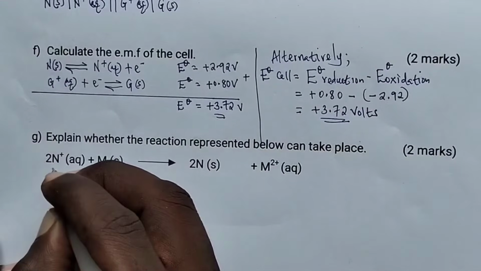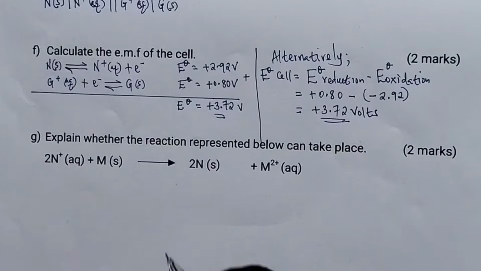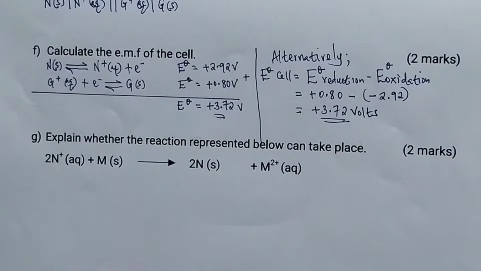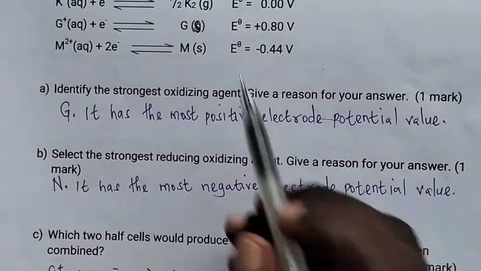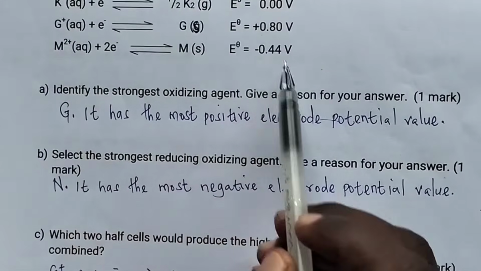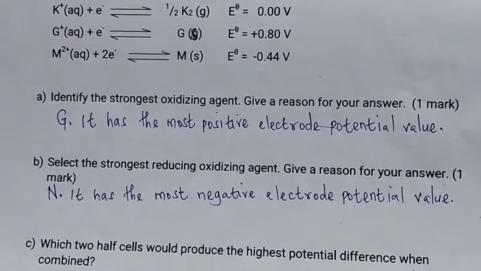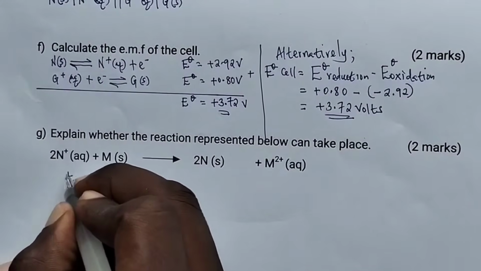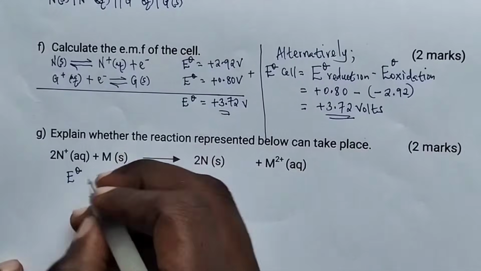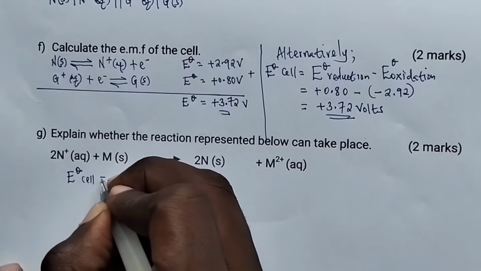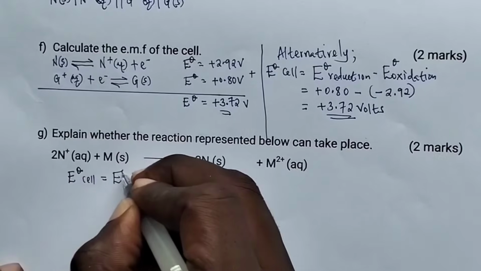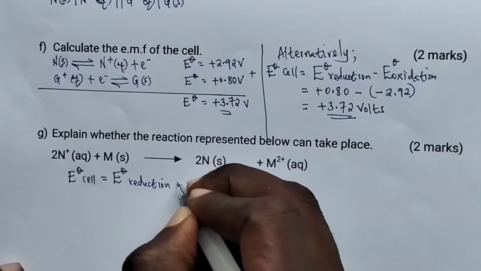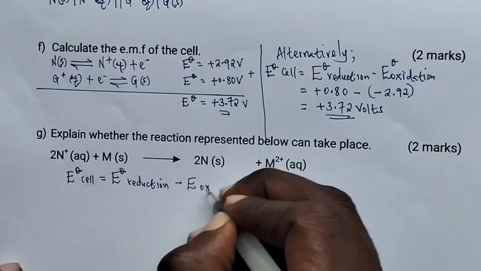Okay, we start with that. We are going to say if N is the oxidizing agent here, M is the reducing agent. So what is M? Let's check M. M here is negative 0.44 volts. So we are going to say the standard electrode potential value of a cell, we want to use, will be equal to E reduction minus E oxidation.